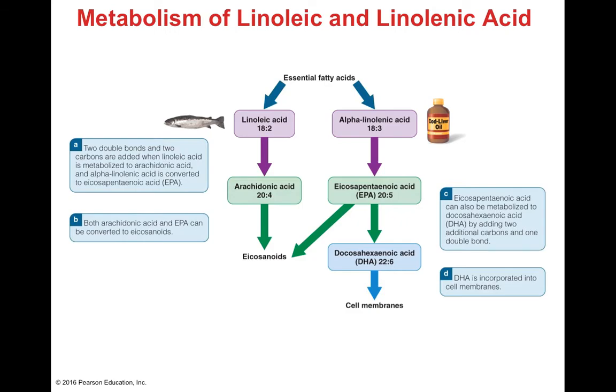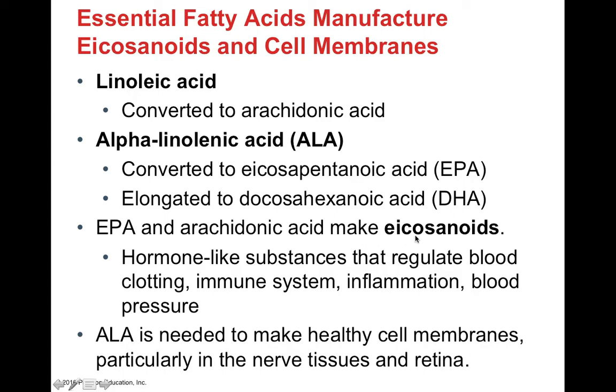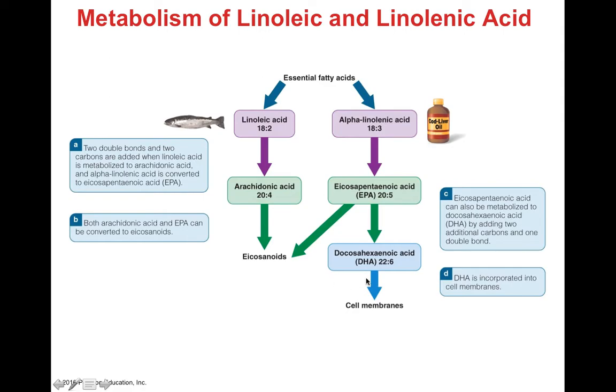Okay, so linoleic acid and alpha-linolenic acid both are able to make molecules downstream. Linoleic acid makes arachidonic acid, and alpha-linolenic acid, or ALA, makes EPA. EPA can make DHA, which makes cell membranes, or it can make eicosanoids, same as arachidonic acid. Now these eicosanoids, as I mentioned, are used to help regulate things like blood clotting, immune system, inflammation, blood pressure, etc. And then this DHA is used to create or incorporate into cell membranes.